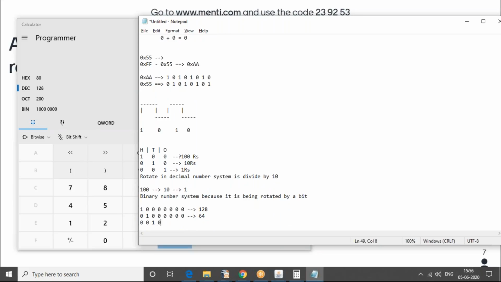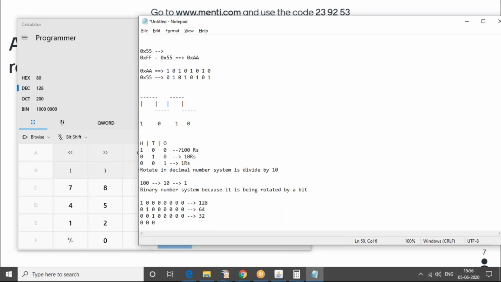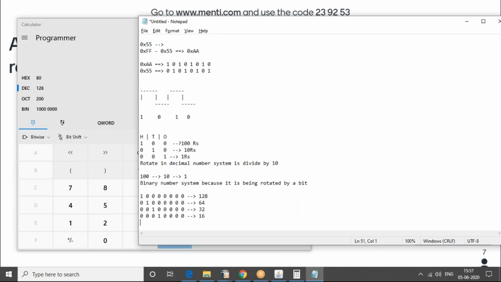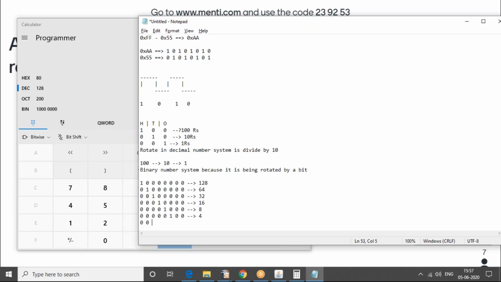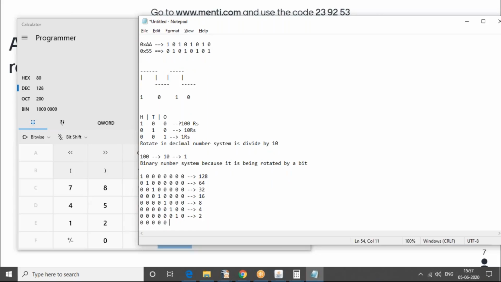And then if you rotate it by another 1, that has become 32. That becomes 16. That becomes 8. That becomes 4. That becomes 2. And that becomes 1. So this is how you look at the number from a binary perspective.